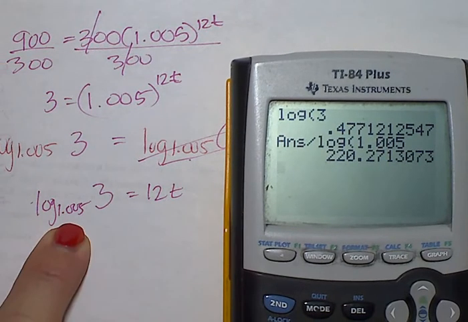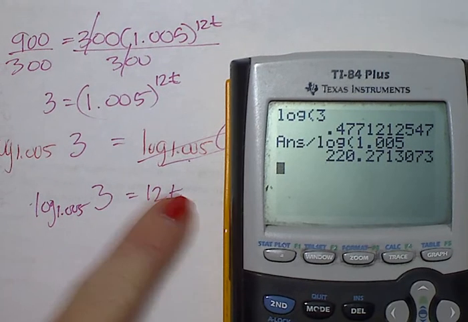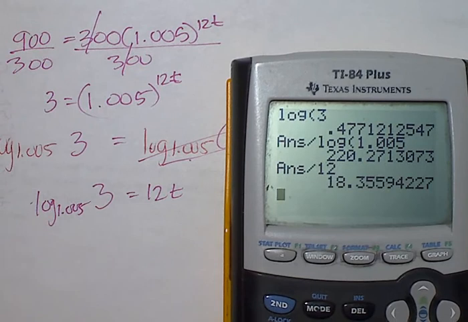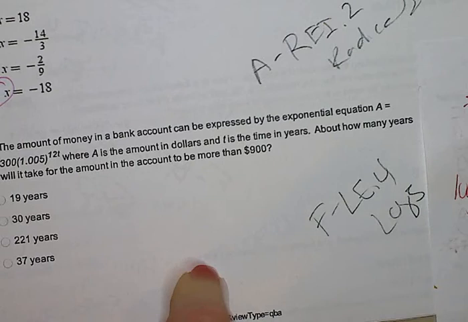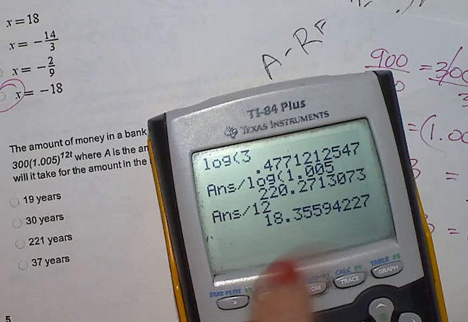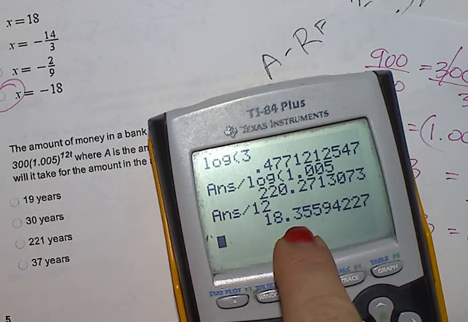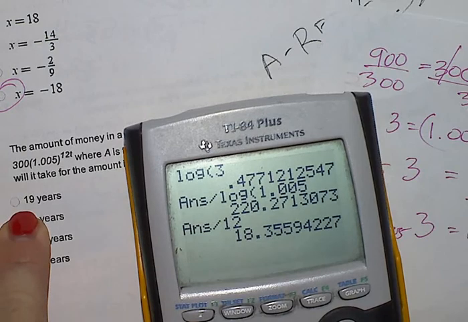But in order to solve this, we still have to isolate the t. So I'm going to divide both sides by 12. So a little after 18 years is when your amount in the bank has now hit $900. The question here is, when will it surpass 900? So at the very beginning of 18 years, has it passed 900? No, it's a little bit into year 18. So at the start of year 19, have we now passed up 900? Yes.